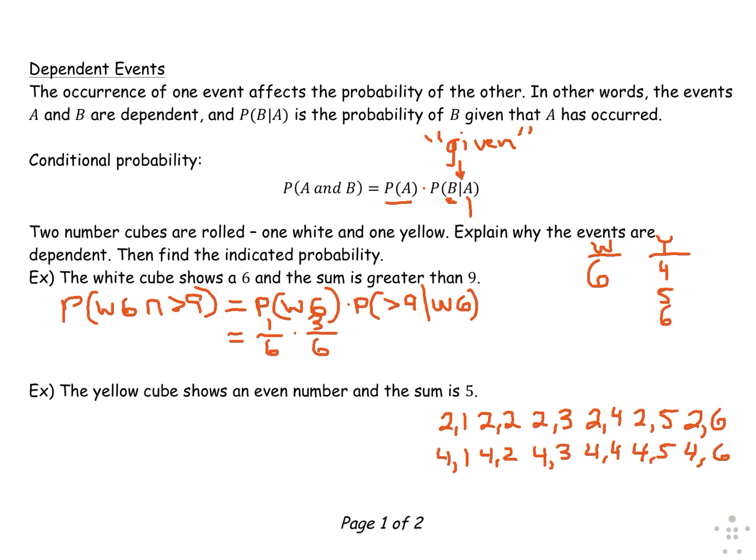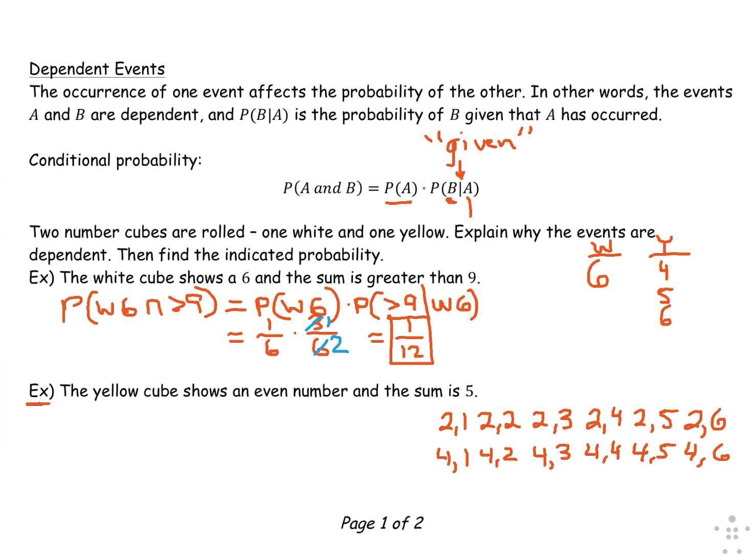Simplify before you multiply. Half times a sixth is a 12th. Those probabilities are dependent because the fact that we start off with a 6 restricts us to a certain number of faces on the other number cube.